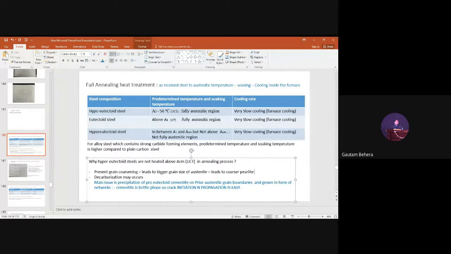You people are getting my point? If the initial grain size of the austenite is coarser, then the final microstructure will also be coarser. So if we have a pearlite, then it will be a coarse pearlite. Fine.